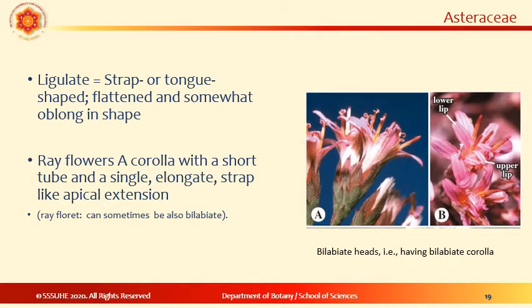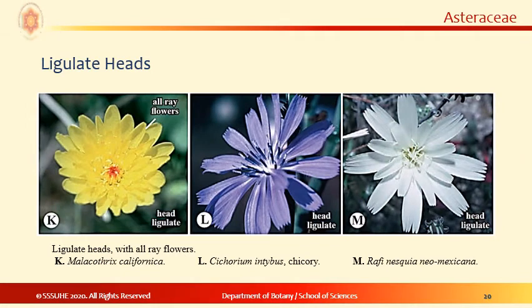Ligulate flowers have strap or tongue-like, elongated and flattened petals, and these ray flowers have a short tube and a single elongated strap-like apical extension. So here are some photos of the ligulate flowers showing these strap-like apical extensions. These ligulate heads of Asteraceae have all ray flowers.